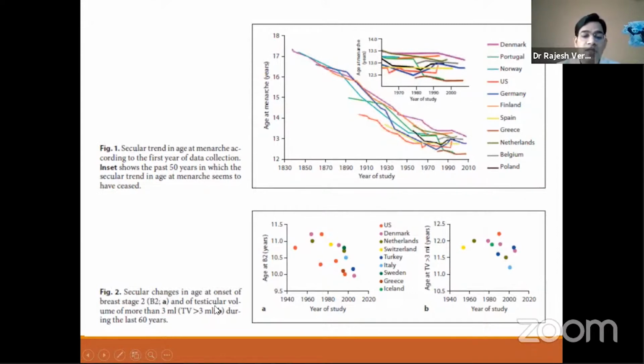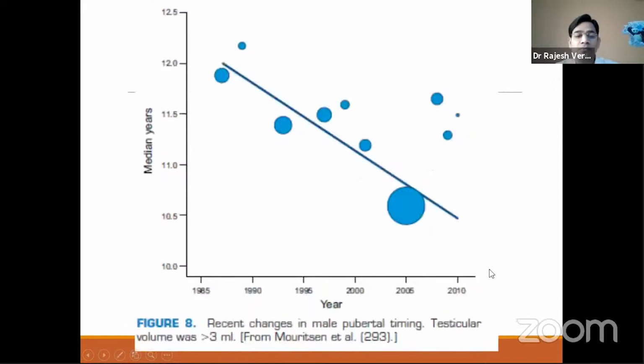This again shows the secular changes in age at onset of breast development. So the age at onset of breast development is also coming down from 11 years to approximately 10.5 years. And the pubertal onset in boys is also going down. Previously, testicular enlargement occurred at approximately 12 years. Now it is at 11.5 to 11 years. So this is the graph showing the recent changes in male puberty time. In 1985, the average male puberty time was approximately 12 years, and it is gradually shifting towards a lower age, and the mean age is now 10.5 to 11 years for male pubertal time.